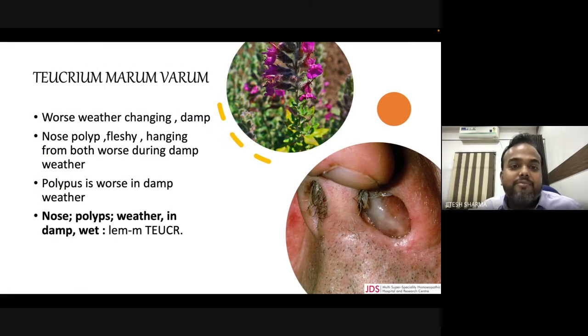Last remedy, Cichorium verum. Cichorium verum is worse in changing damp weather. All the polyps, fleshy, come hanging during the damp weather. Polypus worse in damp weather. Nose polyps in damp weather, two remedies: Lemna minor, Cichorium verum.